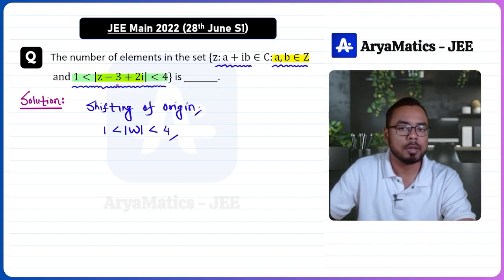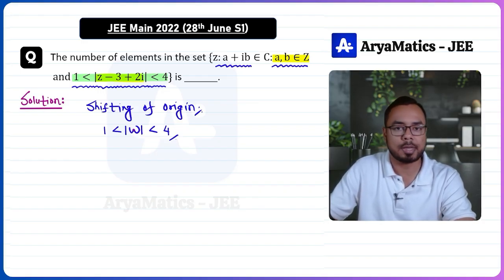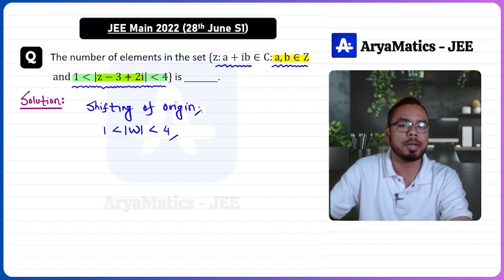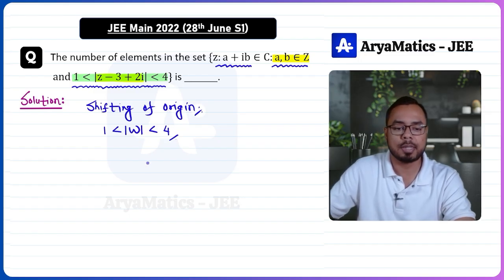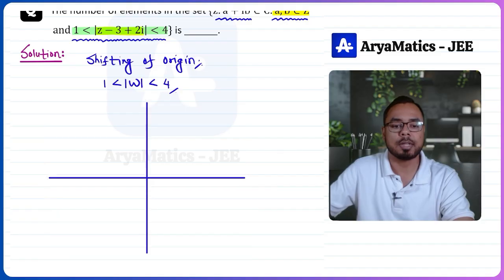And because we are shifting the origin by integral coordinates, right? Earlier the center is at 3, minus 2. Now we are making the center at origin. So basically we are shifting the center from 3, minus 2 to 0, 0. So both x and y coordinates we are shifting by integral amounts. Therefore the number of points with integral coordinates in this set will not change. So now let us plot these two circles and then identify how many points there are with integral coordinates inside these two circles.